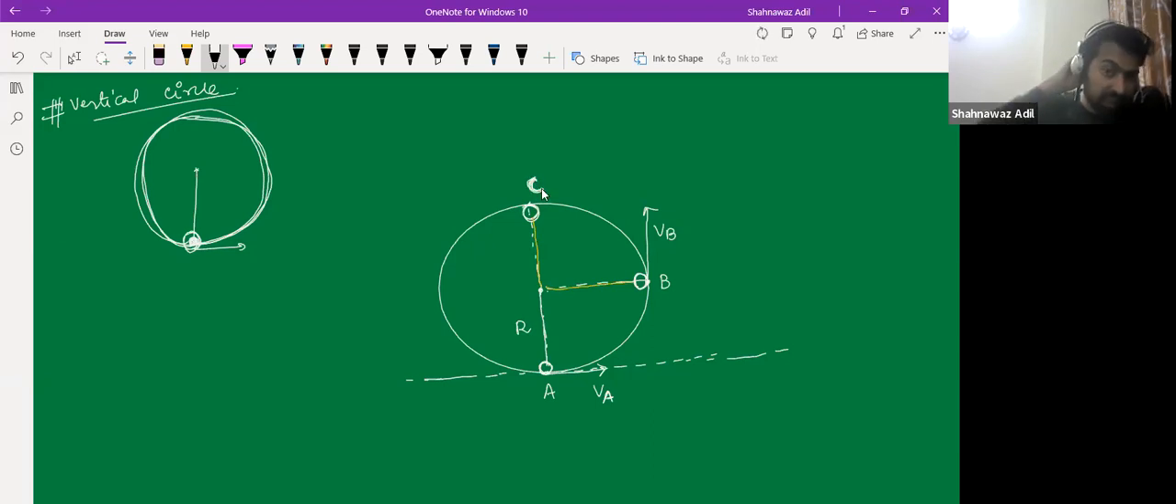And what are the things we have to remember? The two concepts that we will apply in here: first is free body diagrams, which is very crucial. And the second thing that we will apply is energy conservation.